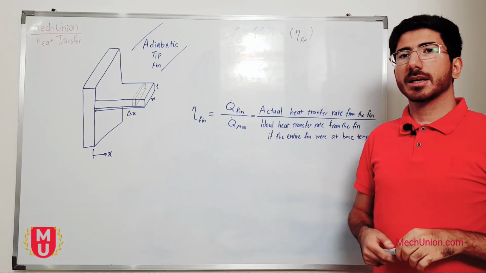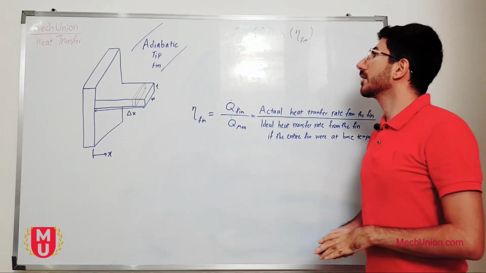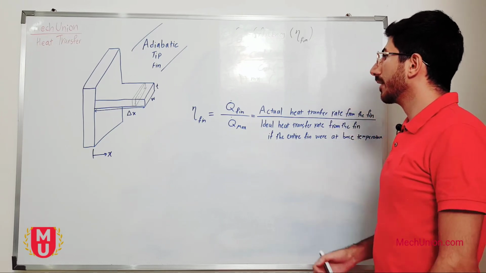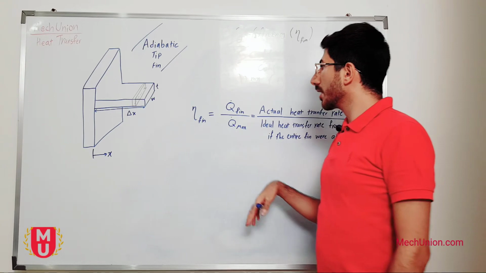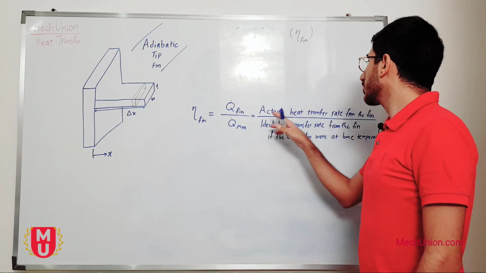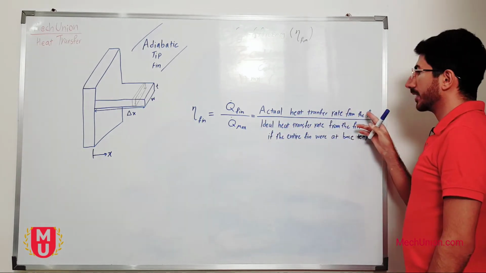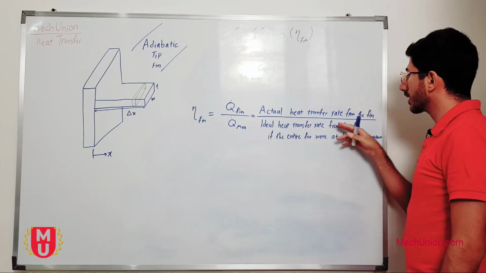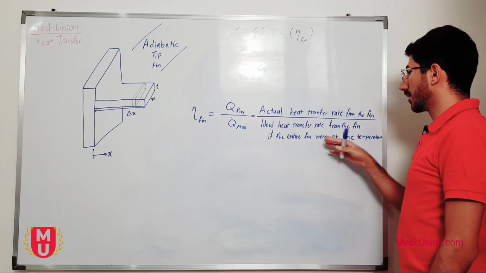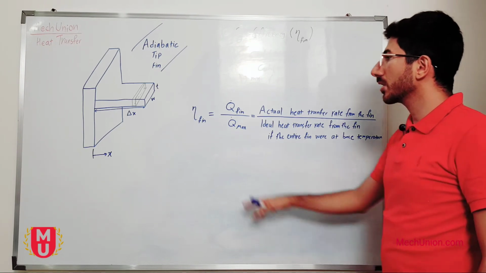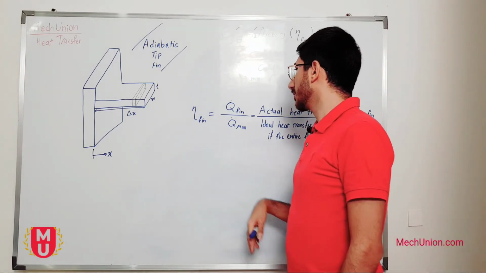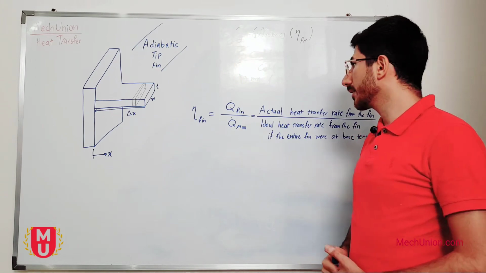Okay, for the fin efficiency of adiabatic tip fin, we'll have a proportion of actual heat transfer rate from the fin over ideal heat transfer rate from the fin if the entire fin were at base temperature, and we show it by eta of fin or eta f simply.